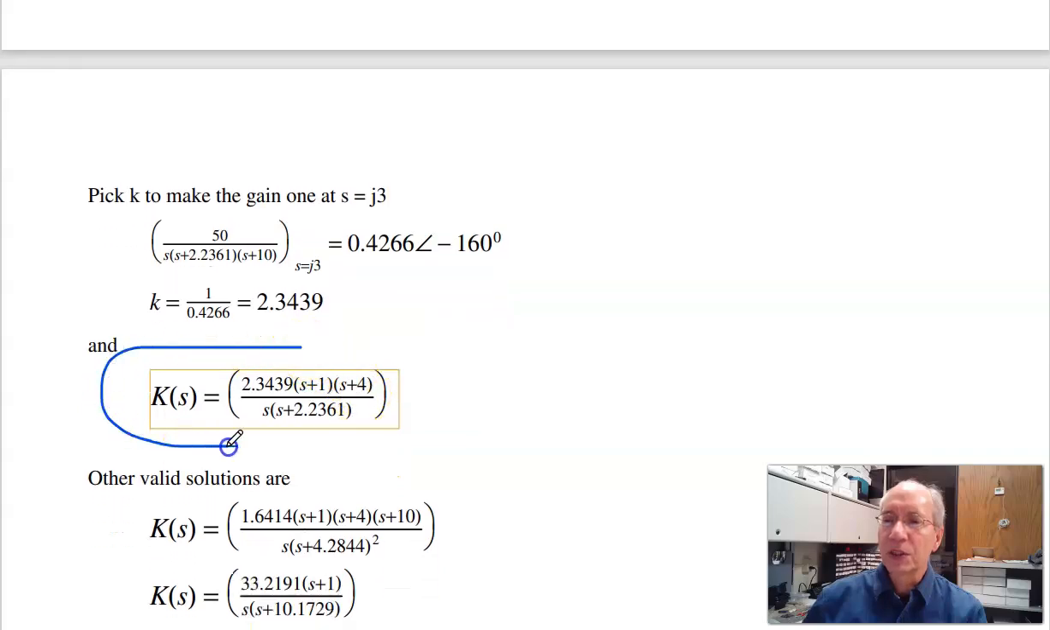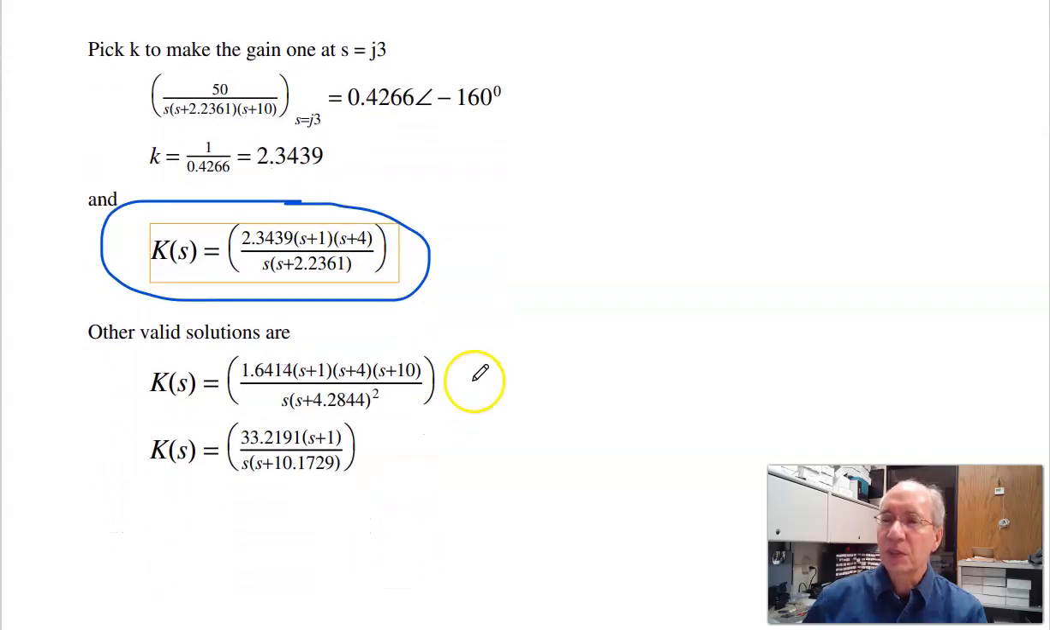So this is one solution, and there's actually many solutions. I could cancel all 3 poles. That works. I actually don't have to cancel that second pole. This also works. As long as G times K at s equals j3 is 1 at minus 160 degrees, and it's type 1, that's a valid solution. So that is test number 3 for ECE 461.